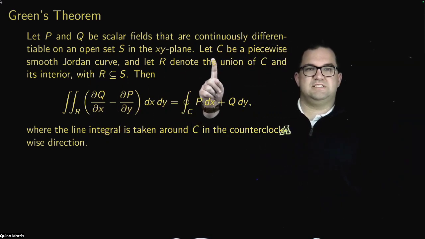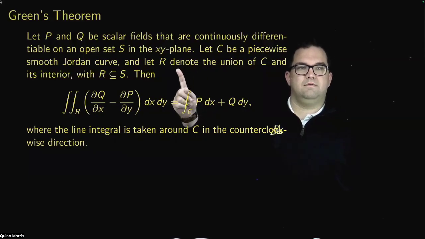And I'm sorry, I think I misspoke. So C here is the region. C is the boundary of R.